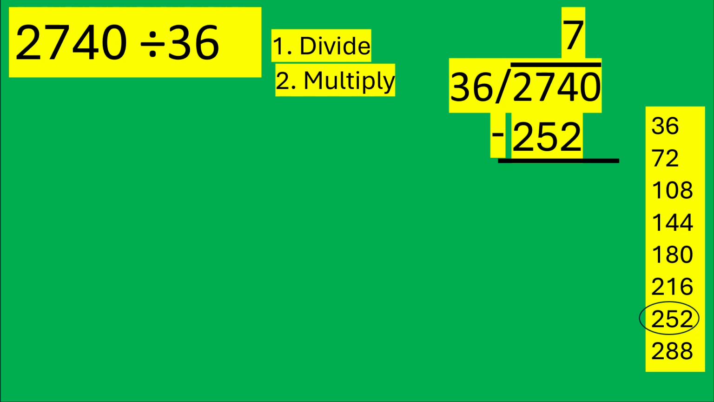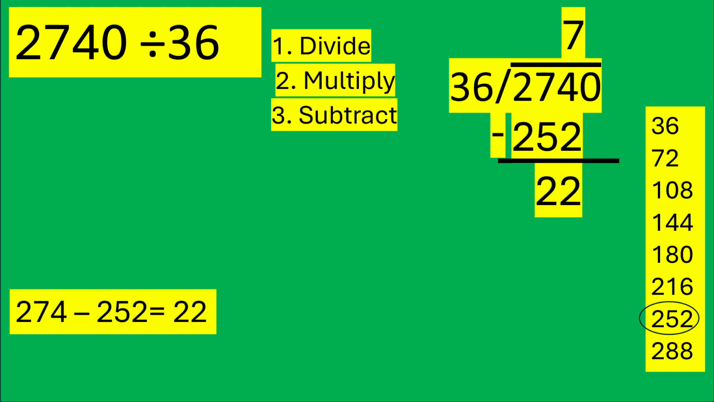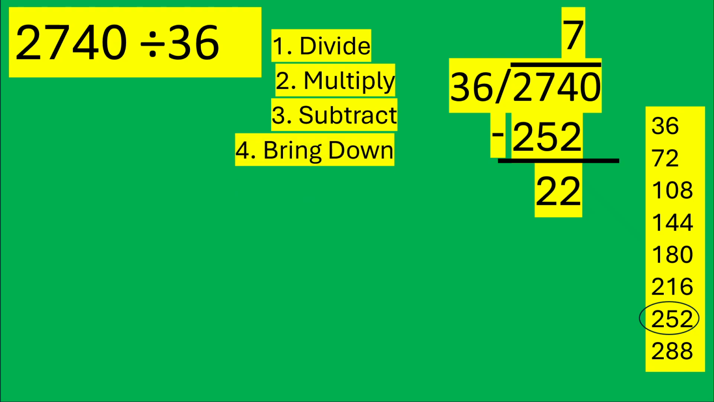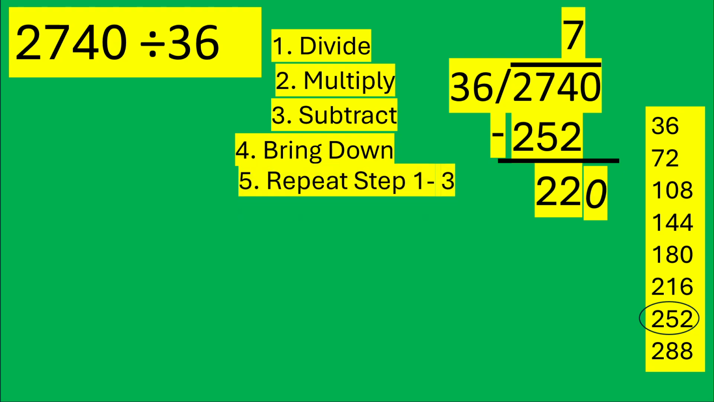274 minus 252 is equal to 22. And then bring down the remaining digit in the dividend, 0. So we have 220. And then we're going to repeat steps 1 to 3.